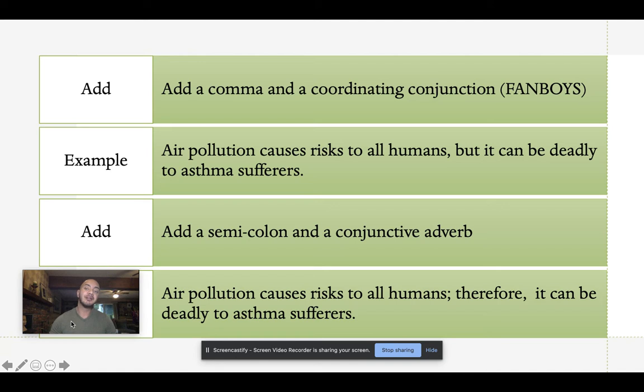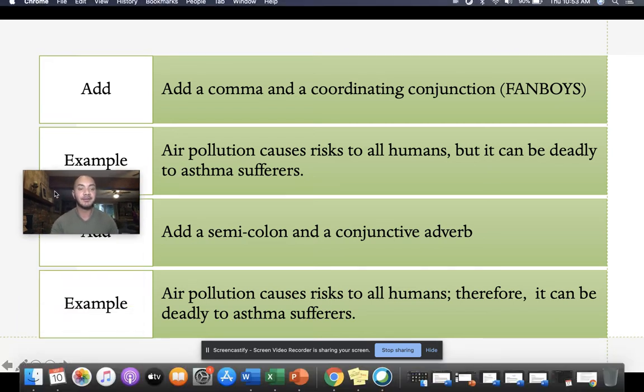The first way is that you can add a comma and a coordinating conjunction, or a FANBOYS word. Now, I said a comma on its own was not strong enough, and that's true, but a comma with a coordinating conjunction is strong enough to join two simple sentences to become a compound sentence. So here's the example. Air pollution causes risks to all humans, comma, but it can be deadly to asthma sufferers. That is a correct compound sentence.